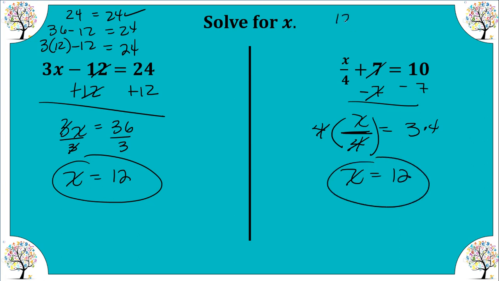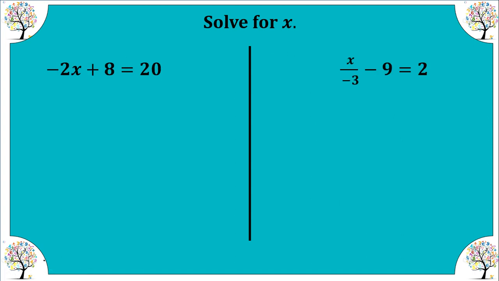If we were to plug 12 back in for x and apply the order of operations, we will get a true statement. 12 divided by 4 is 3. When we add 7 to the 3, we get 10 equals 10. Okay, let's try a few more.